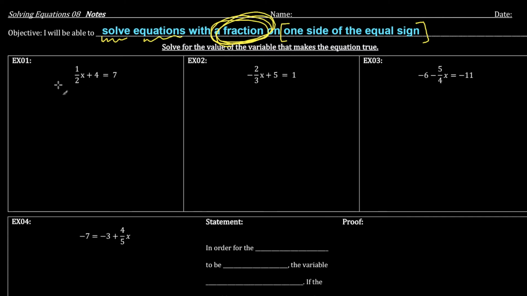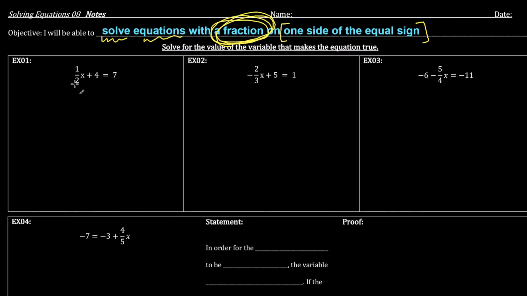I want you to look at this denominator right here. That denominator is a 2. You should always look at the denominator. This denominator is 3. This denominator is 4. And this denominator is 5. Always look for the denominator. So we have a denominator.